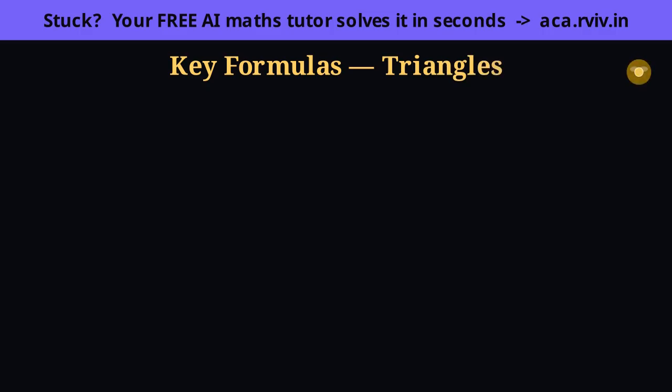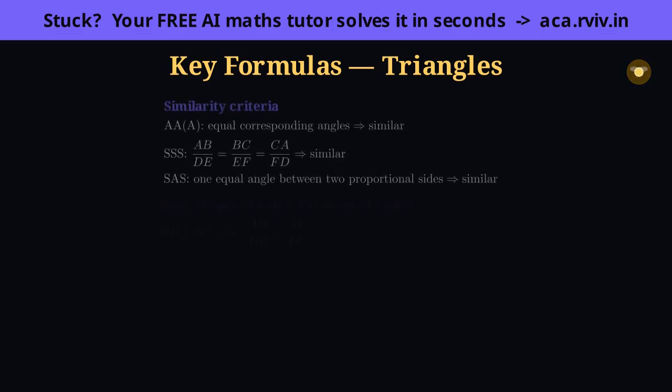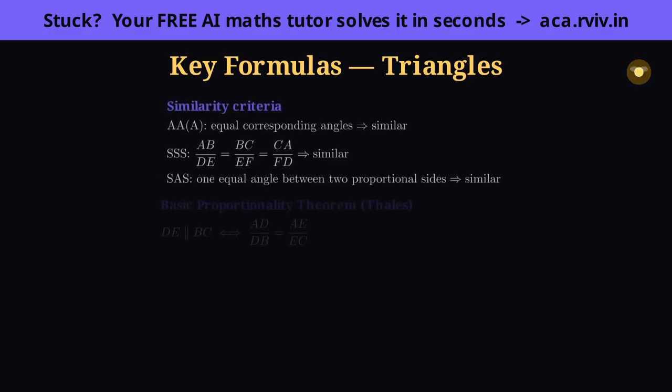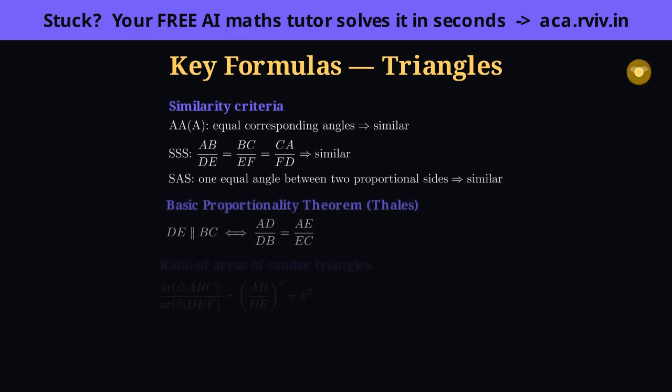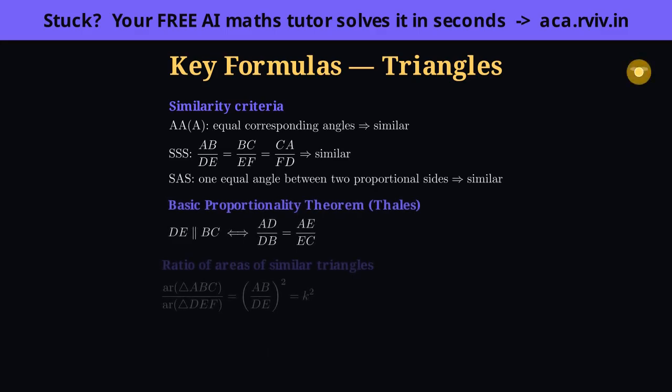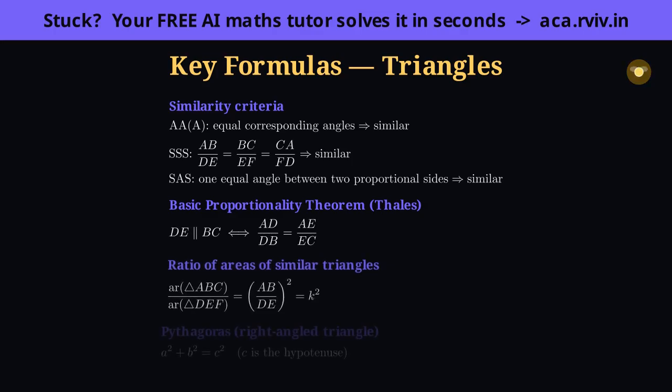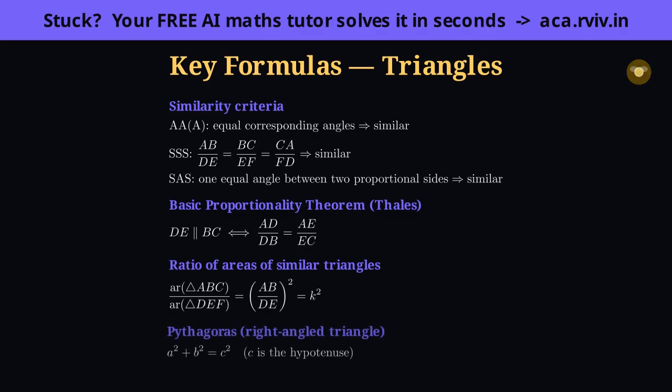Next, Thales. A line parallel to one side makes a little triangle the same shape as the whole, so it cuts the other two sides in the same ratio, and the arrow runs both ways. Then areas. The ratio of areas is the side ratio squared, because area is two-dimensional and each dimension scales by k. And Pythagoras, a squared plus b squared equals c squared, is itself just the similar subtriangles you get by dropping the altitude in a right triangle. Not one of these is a magic spell, each is earned.